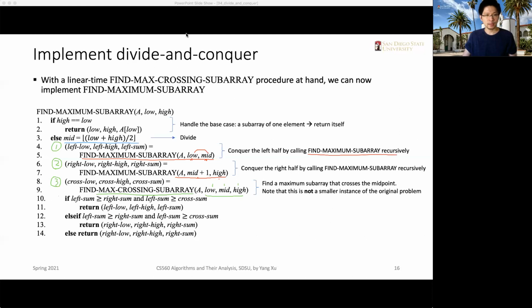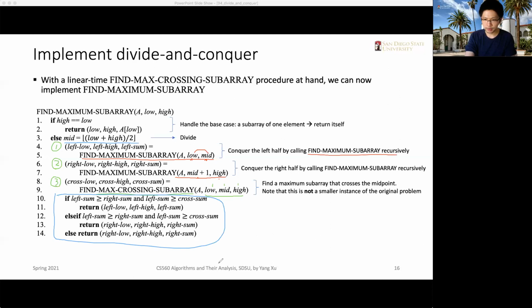and the following if-else conditions are simply to compute which one is larger.